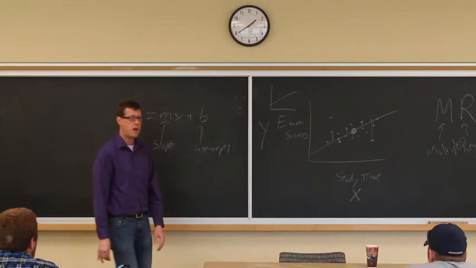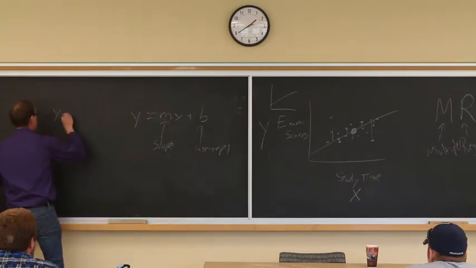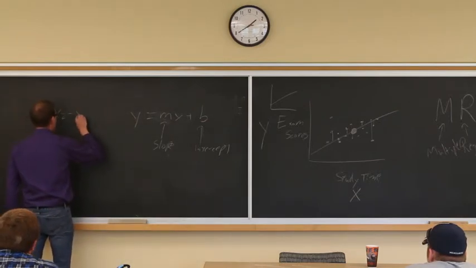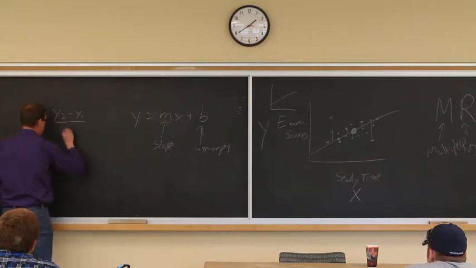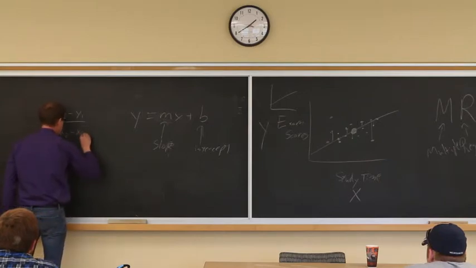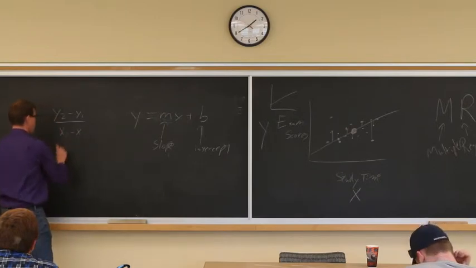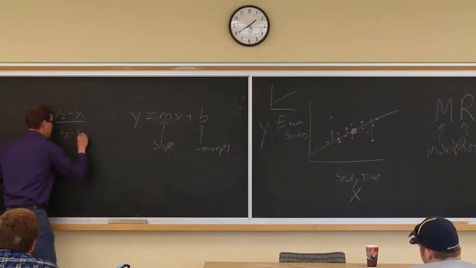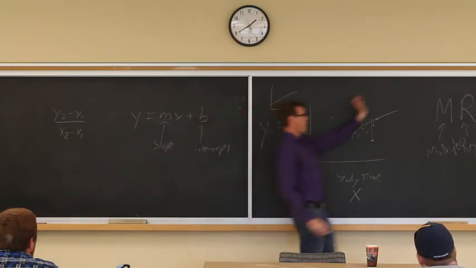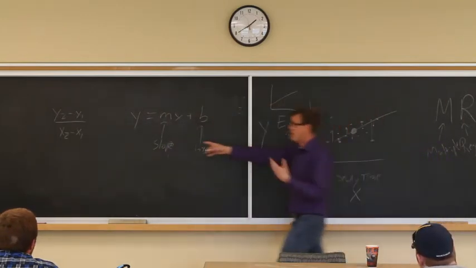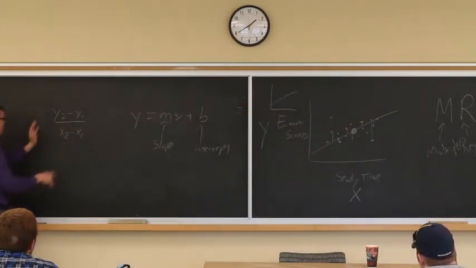y2 minus y1 over x2 minus x1. It really doesn't matter if you have the 2's or the 1's in front of one another, unless you are talking about 2 is farther along this way, because regardless of the way that you set that up, if you stay consistent, you should get the right thing.